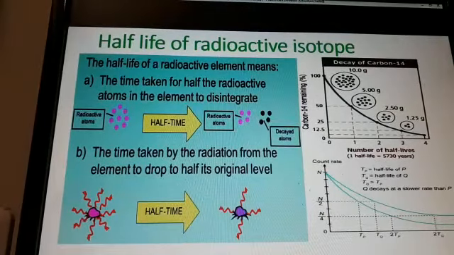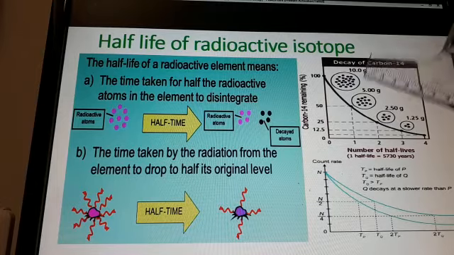Now we are going to discuss half-life. What do you mean by half-life? The activity of a radioactive substance decreases over time but never reaches zero. The half-life of a radioactive isotope is the time taken for half the nuclei to decay, or the time taken for the activity to halve. So the half-life of a radioactive element means the time taken for half the radioactive atoms in the element to disintegrate.